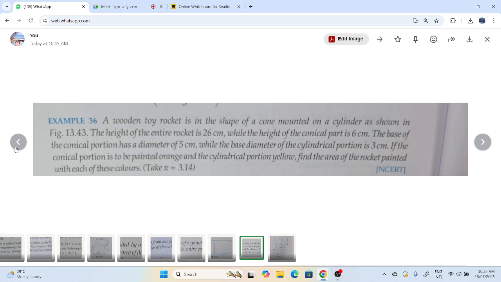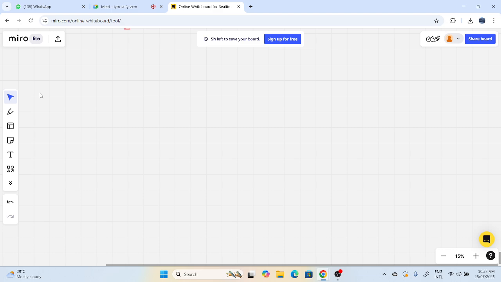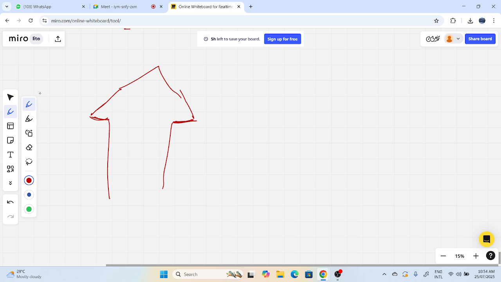Wait, it's not that straightforward. You have to find it separately. You have to find the CSA of the cone. Yeah, remember kids, there is a catch in this question. When you said that the cone is a little more than the cylinder, that means this cone which is coming like this, there is a little area on this side also which has to be painted. Yeah, ma'am. You take the base of the cylinder and the base of the cone and you subtract them. So that is the first part.